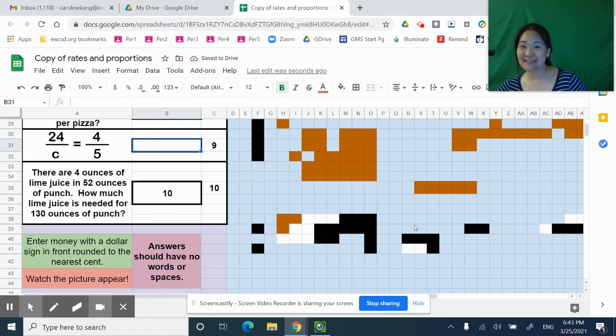It's black, and then you get a lot more colors appearing. All right, so that is it.